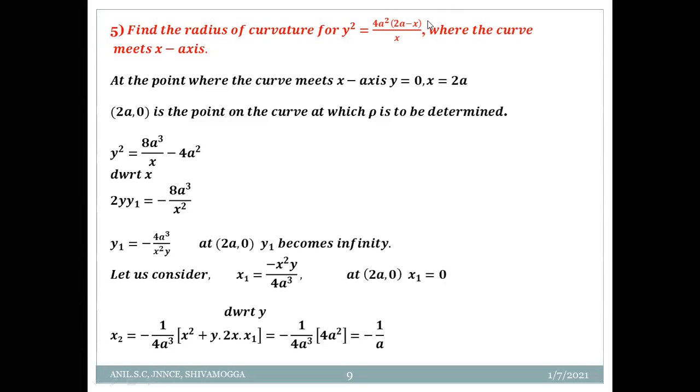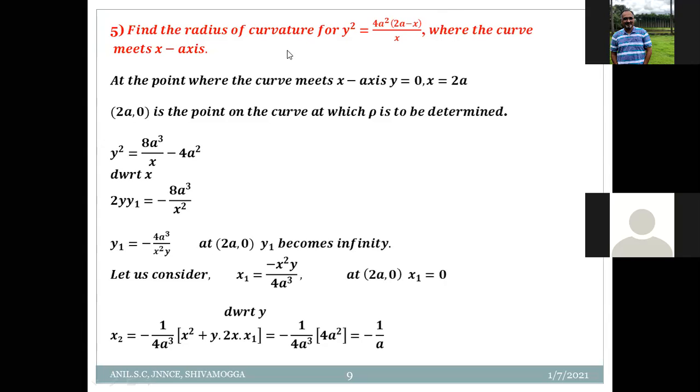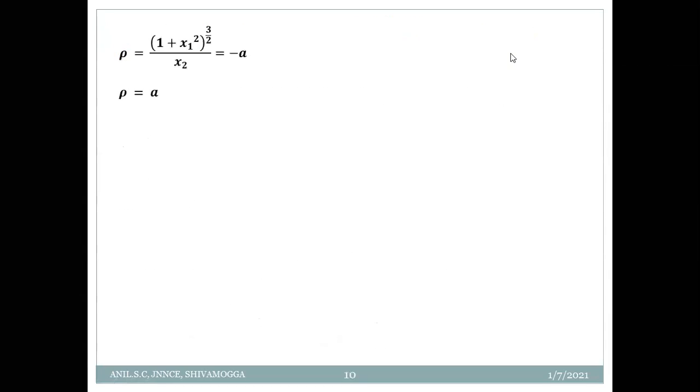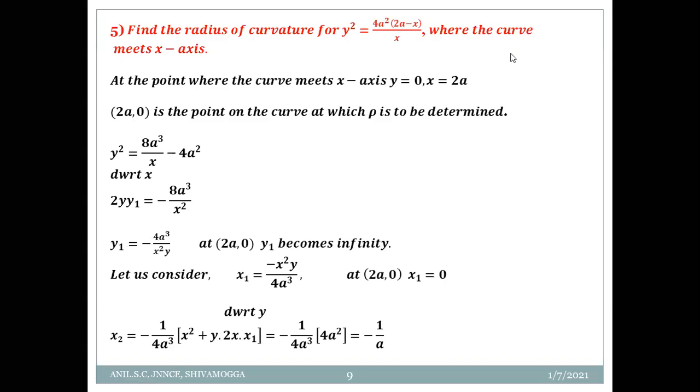Is this the problem we discussed in the earlier class? Find the radius of curvature for the curve y square is equal to 4a square into 2a minus x divided by x. I think this is the last problem we discussed in the earlier class, correct? Yes, sir. Okay, we'll move on to the next problem.